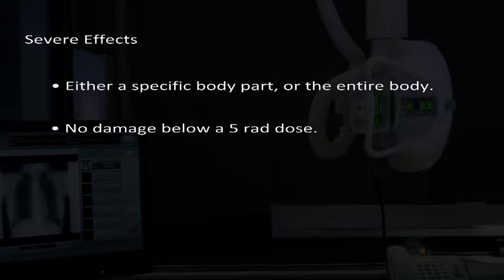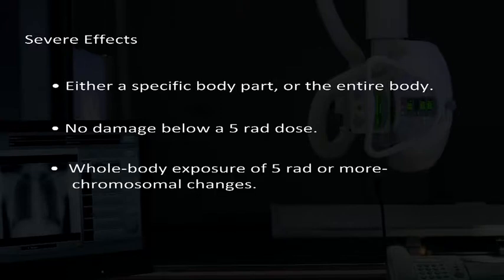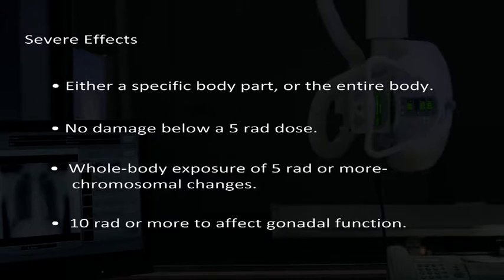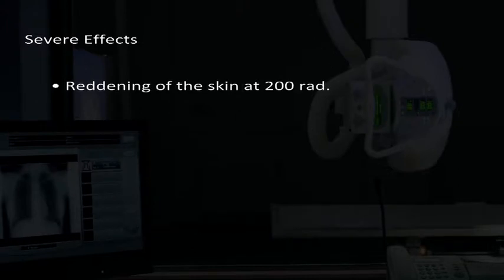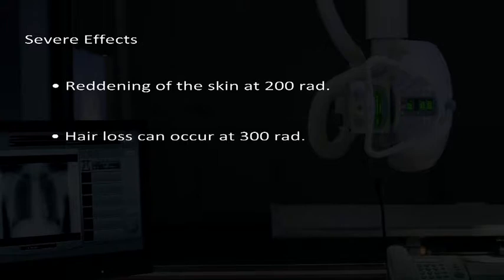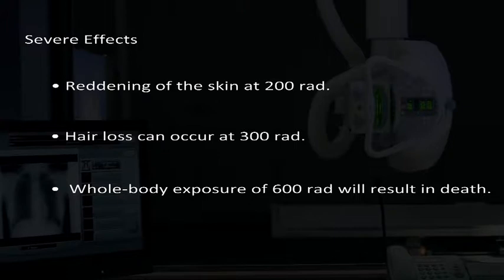For acute exposure, the smaller the area exposed, the more radiation is needed to cause measurable damage. Whole-body radiation exposure of 5 rad or more can cause chromosomal changes, whereas 10 rad are needed to affect gonadal function. Reddening of the skin, called erythema, can occur in a small area exposed to 200 rad, and hair loss, known as epilation, to a comparatively sized area can occur at 300 rad. The entire body can be exposed to lower doses with localized effect, but if left untreated, a whole-body exposure of 600 rad or more will result in death.